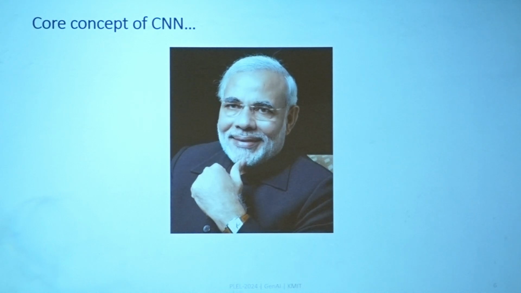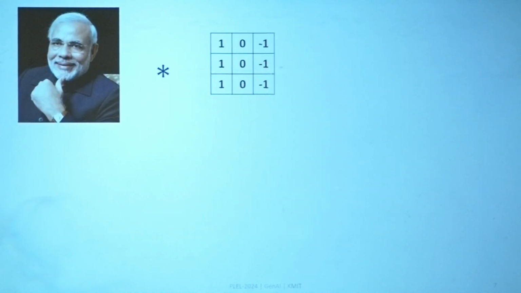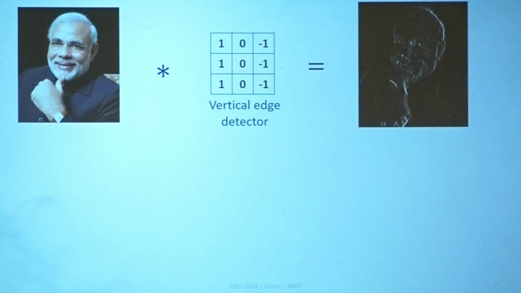Okay, now coming to this point, just have a look at this one. If I pass a kernel called a vertical edge detector, the kernel or the filter, it will detect the features, right? So what filter am I using right now? Vertical edge detector. Its job is to highlight and identify the vertical edges. Let's try to understand it in a simple way.